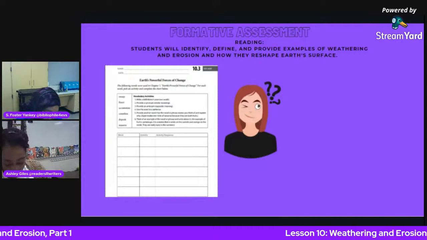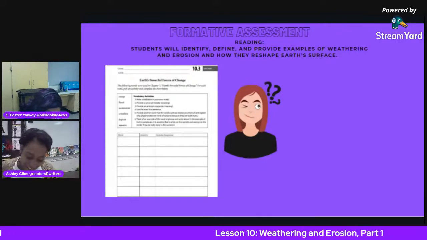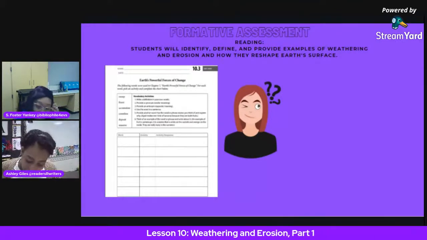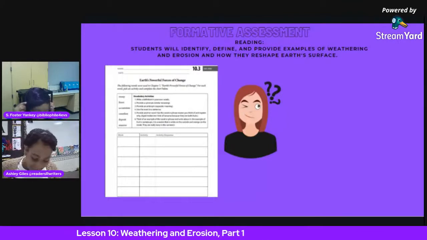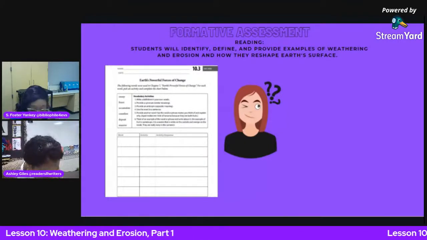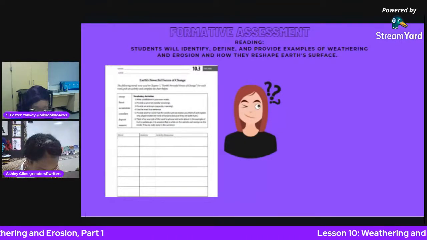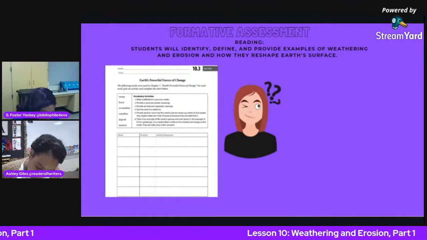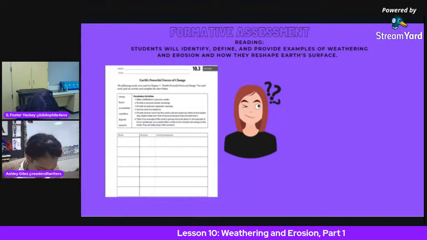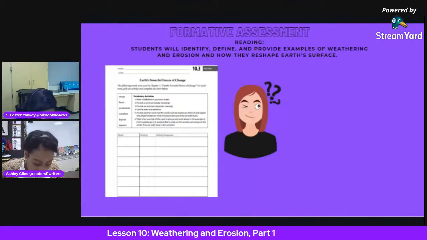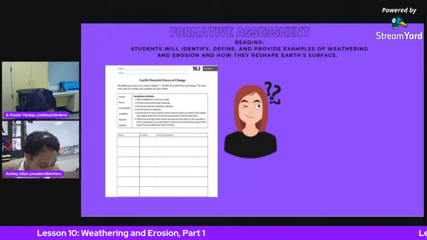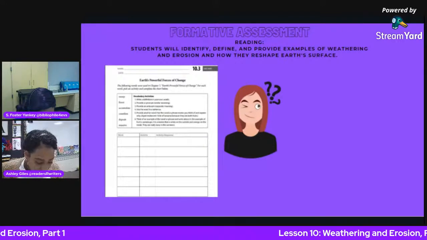Where in the lesson does it say that? Great idea, but that's why I didn't see it. I didn't look at the formative assessment part. I just looked, and that's on me. So they're answering questions.